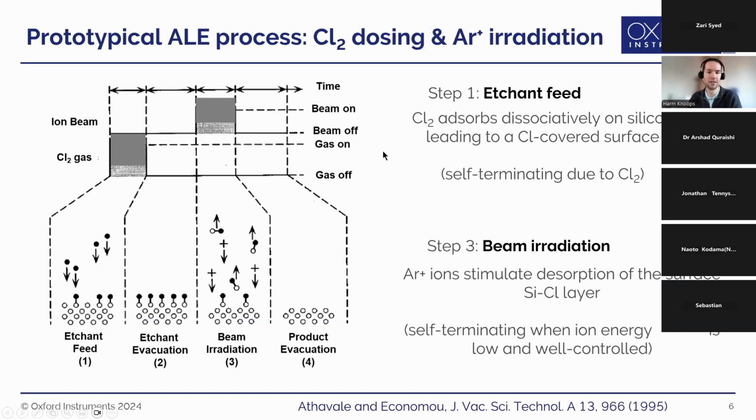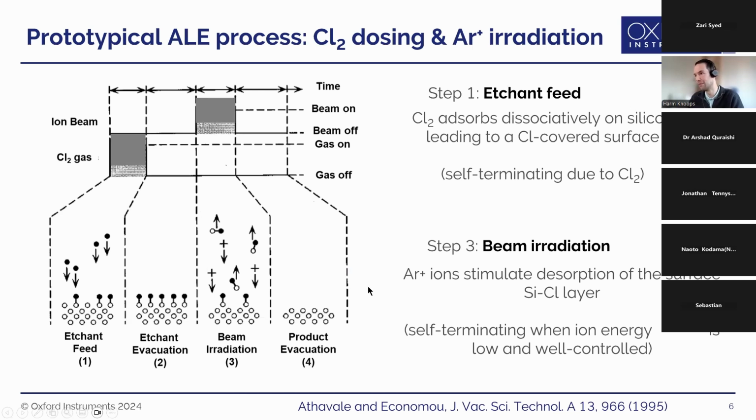And I think a very nice example of how it works is the prototypical ALE process, which is chlorine and argon, as I hinted at already. And this was actually already reported in 1995. And we see here, it is actually chlorine gas. You can also use chlorine plasma, which is a bit quicker, but conceptually chlorine gas works as well. Reacting with the surface, reacting here with the silicon, making this silicon chloride layer, and that layer is then removed by argon ions of a specific energy. So the energy shouldn't be too high, and the flux should be sufficient to remove this layer.